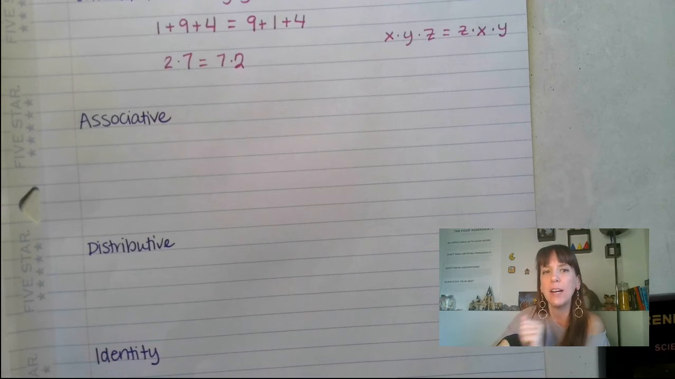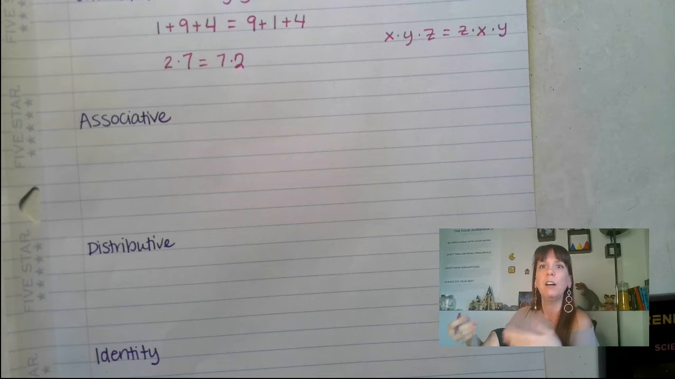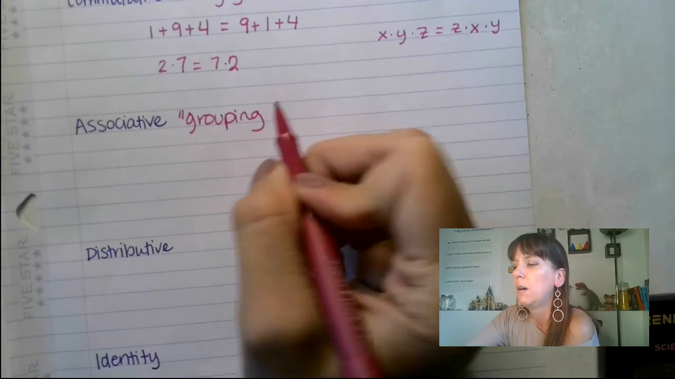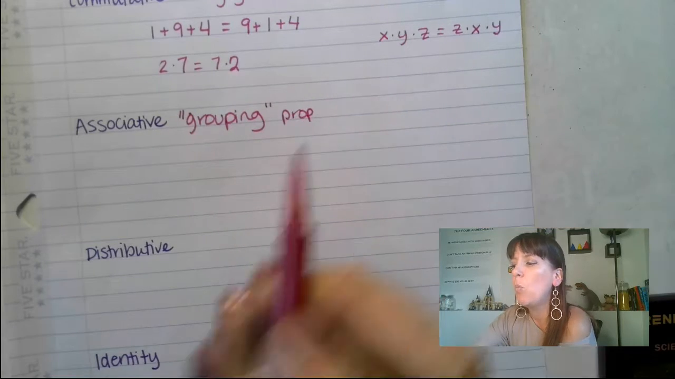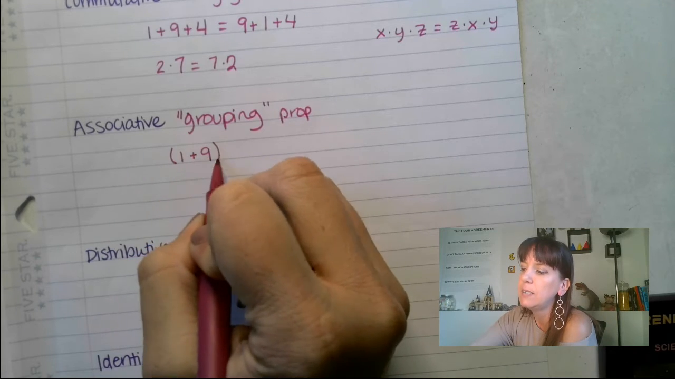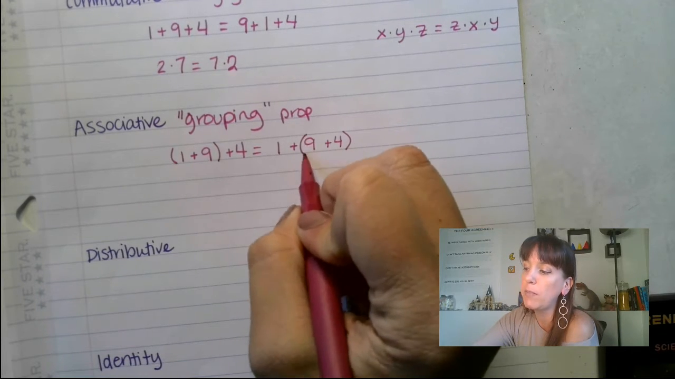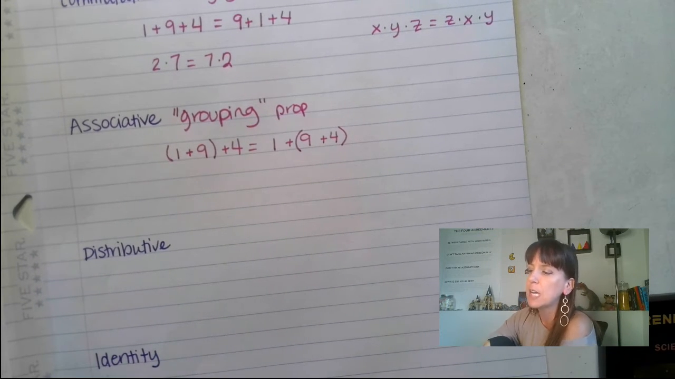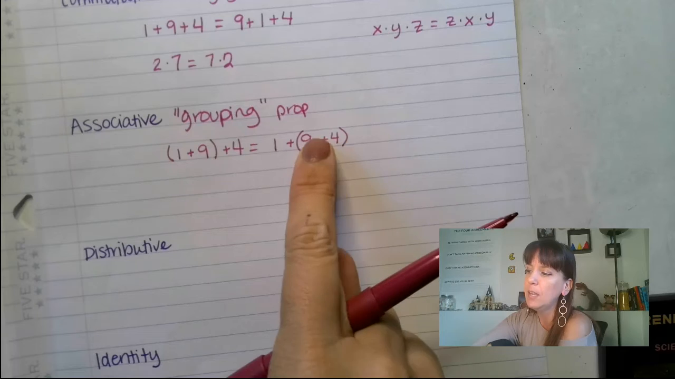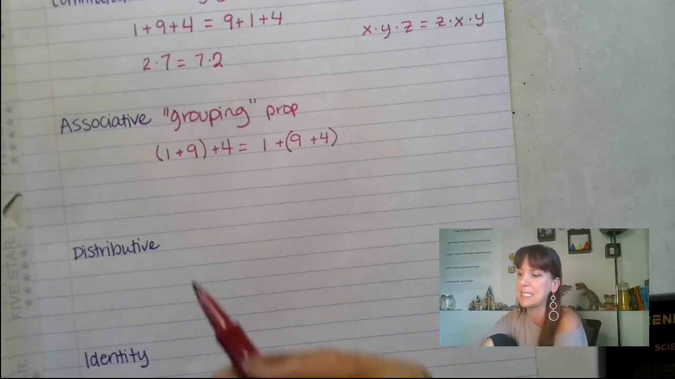Associative. The way that I remember this one is if you are in a book lovers association, you are in a group of book lovers. This is the grouping property. What does that mean? So the grouping property means (1 plus 9) plus 4 equals 1 plus (9 plus 4). Remember, order of operations, which we're going to get to in one of these next videos. We always do our parentheses stuff first. 1 plus 9 is 10. 10 plus 4 is 14. 9 plus 4 is 13, plus 1 is 14. 14 equals 14. We're allowed to group things together.